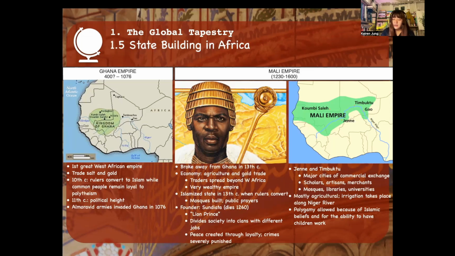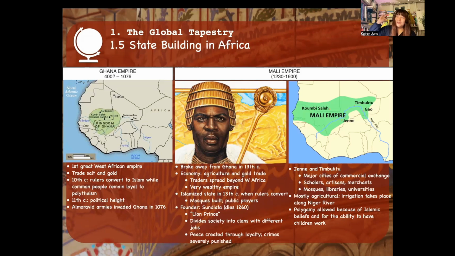So the Ghana Empire spanned from about, that's a typo there, 300 CE to 1076 CE. It's located in modern-day Mauritania and western Mali, and it was the first great West African empire. There they would trade salt and gold, and in the 10th century, rulers converted to Islam. Well, common people remained loyal to polytheism, but at this time, converting to Islam was a political move that could aggrandize you in the eyes of the commoners.